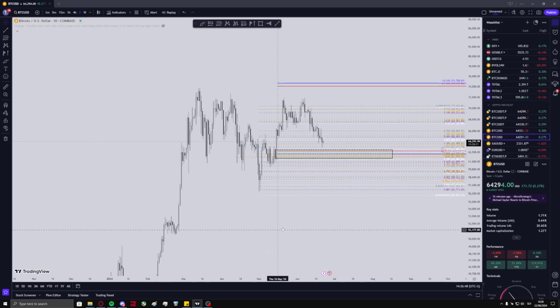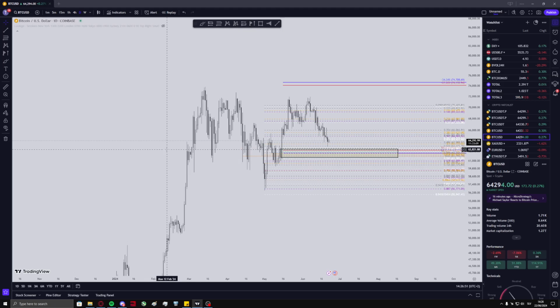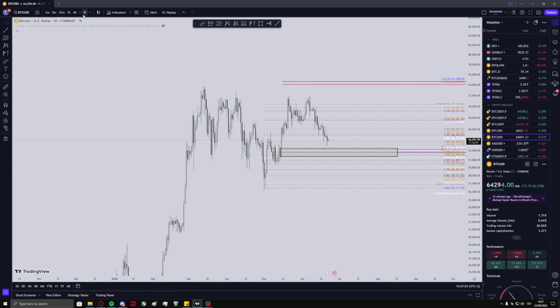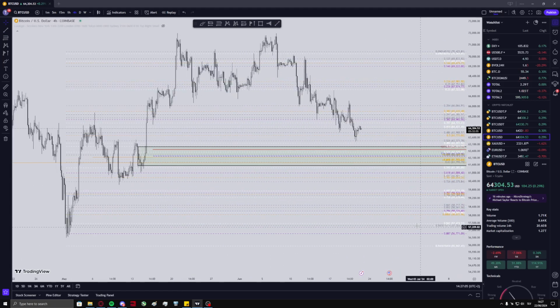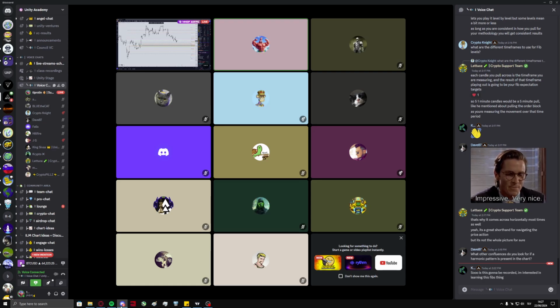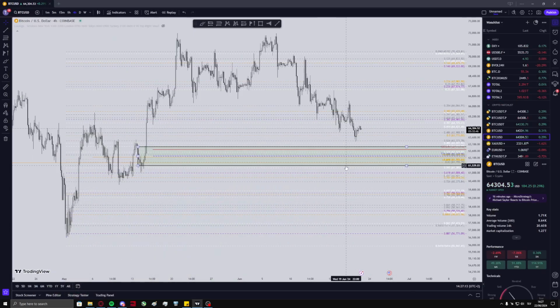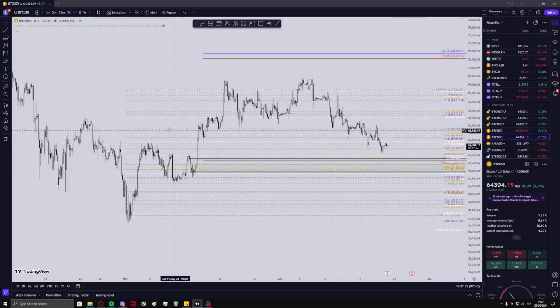You can draw your support and resistance levels, your weekly levels, whatever you want. For example, this level, this is a good level, like 62.5 K. So yeah, it's just about putting together many confluences, and you're gonna end up with good areas of potential reversal.